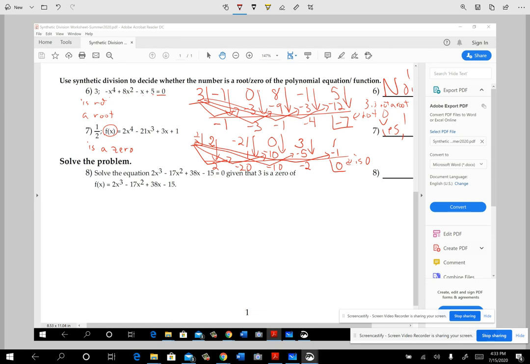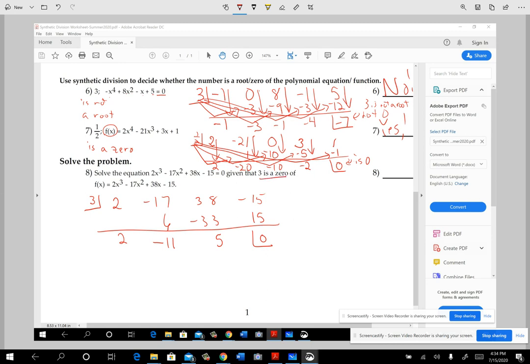Okay. And then I just wanted to go ahead and look at this one. So this one says to go ahead and solve the equation, given that 3 is a 0. So they're helping us out quite a bit. So what we would do is put 3 in the box, write down the coefficients. There are no missing terms. And we would do our synthetic division. And we know it's supposed to give us a remainder of 0. So if you don't get one, check for a sign error because they told us 3 was a 0.